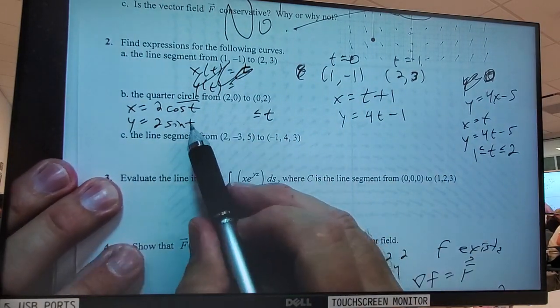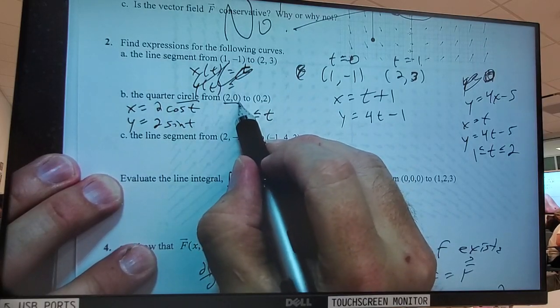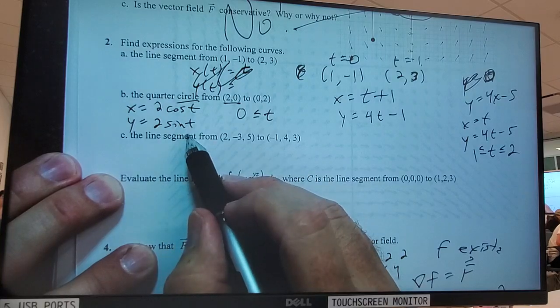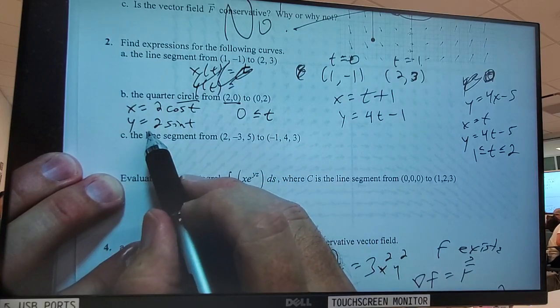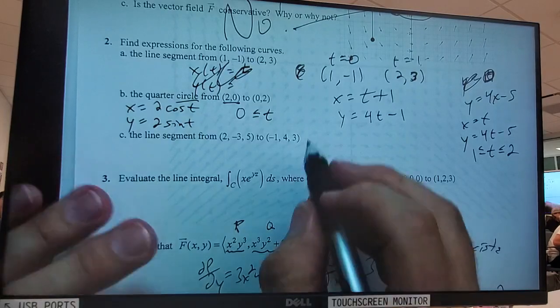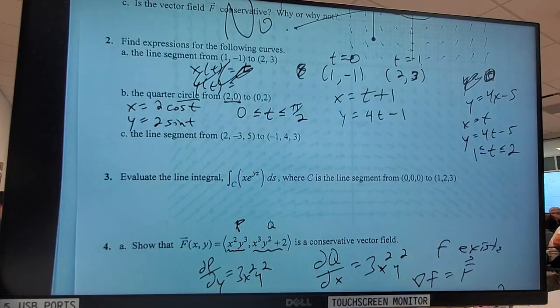If you start at t equals 0, it's supposed to start at (2, 0), correct? So if you start at 0, then cosine is 1, sine is 0, so you get (2, 0). And then you're supposed to end at (0, 2), which is on the y-axis, so you just want to be at pi over 2. Is that okay?